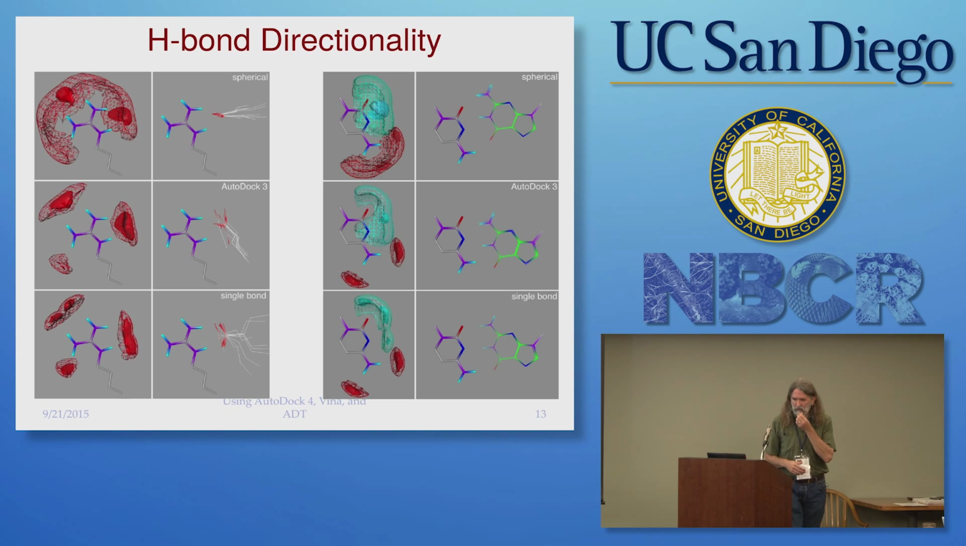One of the big differences between the Vina force field and the AutoDock force field is the way that hydrogen bonds are treated. So Vina was designed to be very fast, so it uses a gradient-based optimization when it's optimizing conformations. And that causes problems with adding directionality to the hydrogen bonds. So it uses a spherical representation of the hydrogen bonds. And so here's just some grid maps for two common types of hydrogen bond interactions.